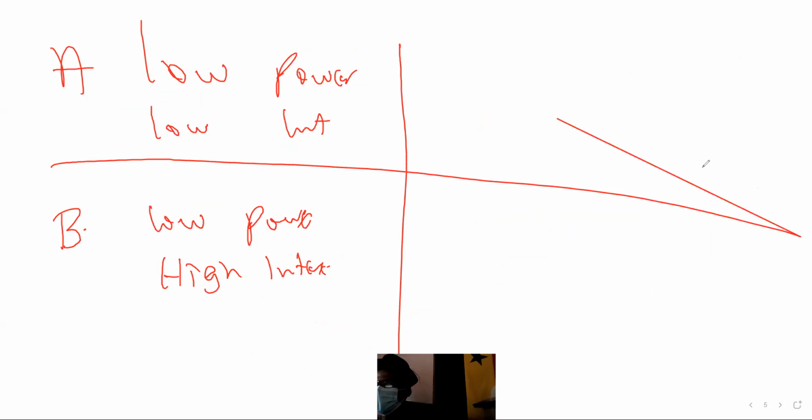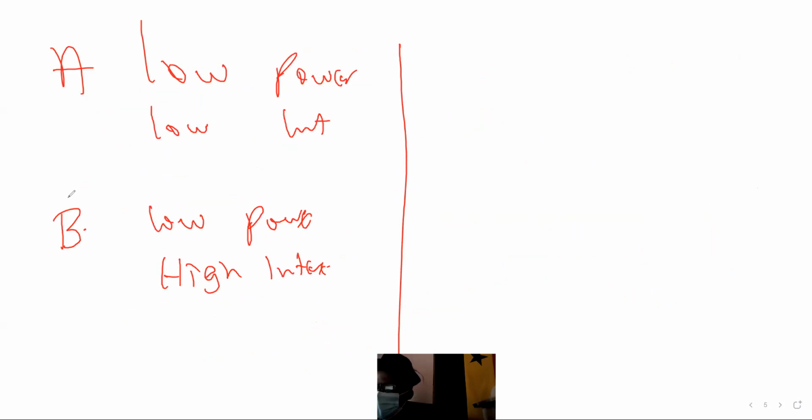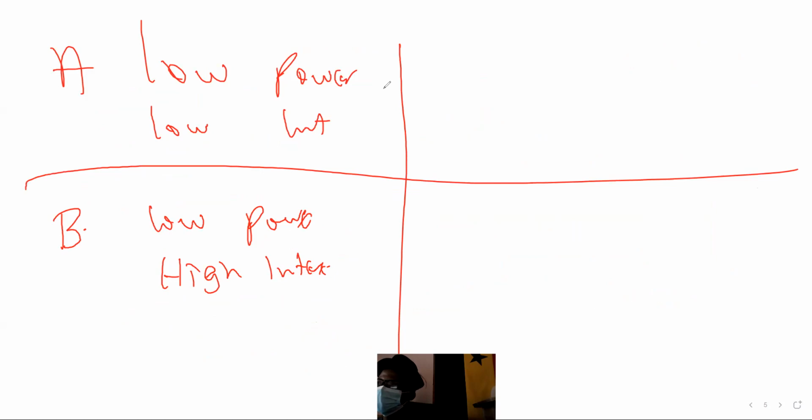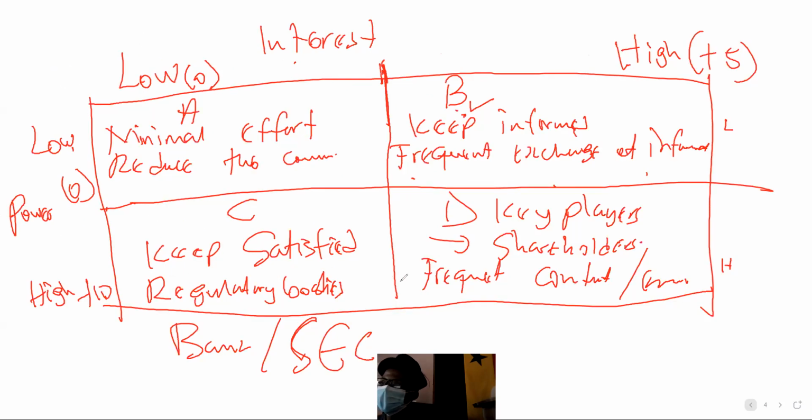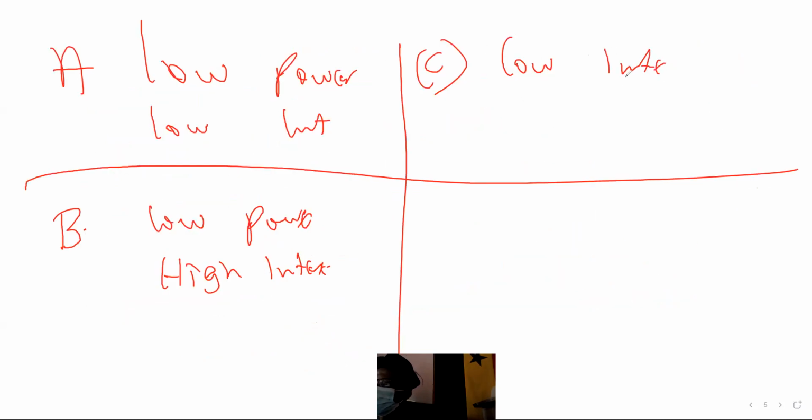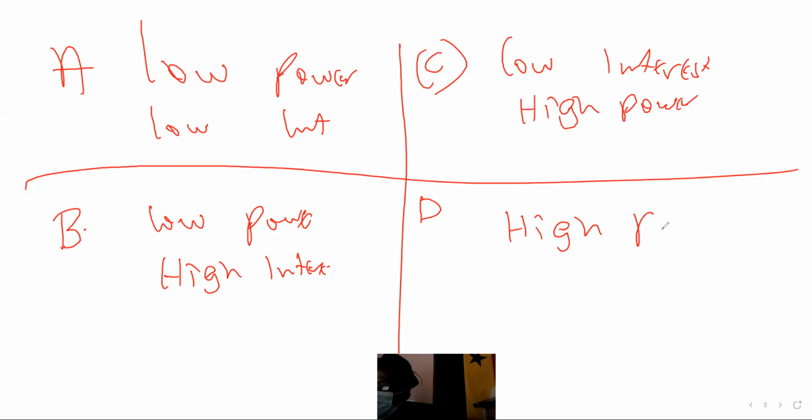Take notice, so I'm drawing a different way, which at the end of the day will get the same result. Then C, they have low interest but high power. Low interest but high power. Then the last one, the D, everything is on a high. High power, high interest.